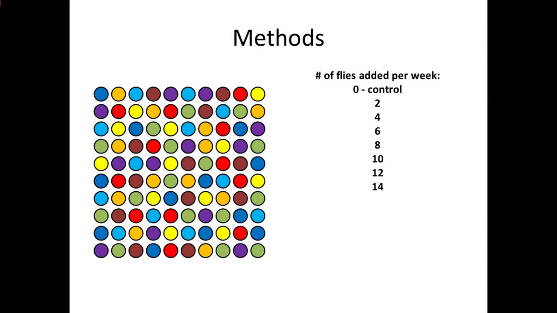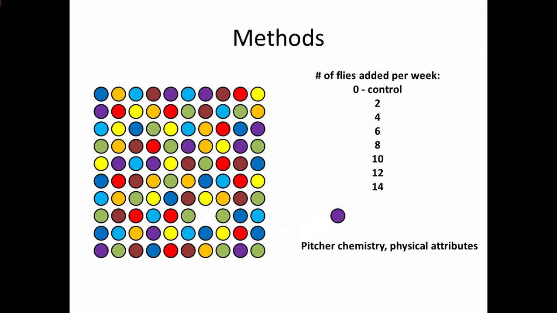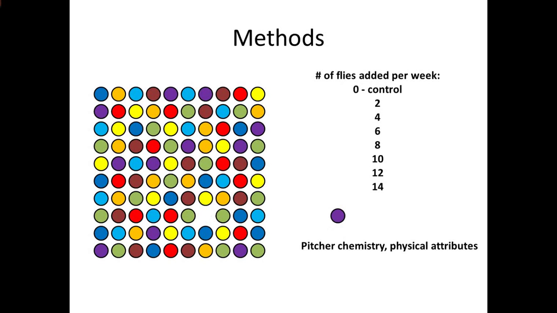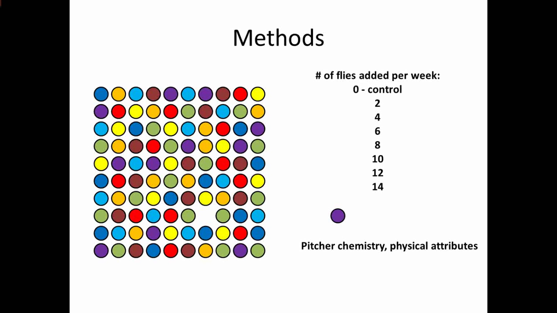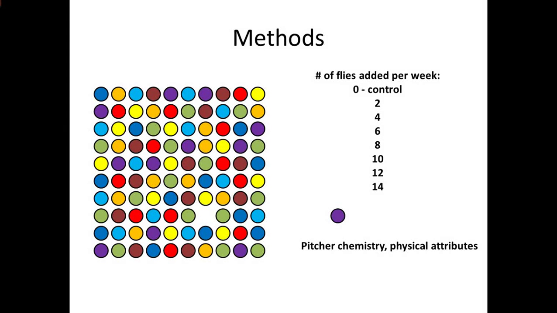Now, throughout the summer, they would randomly select some of the plants from each treatment for pitcher collection, measuring the physical and chemical characteristics of the pitchers back in the lab.